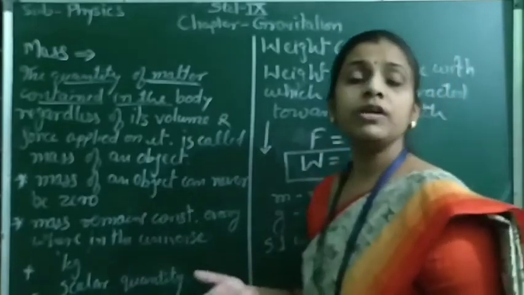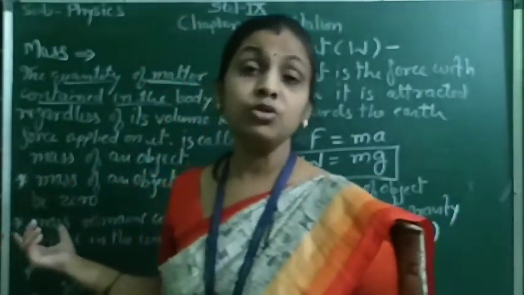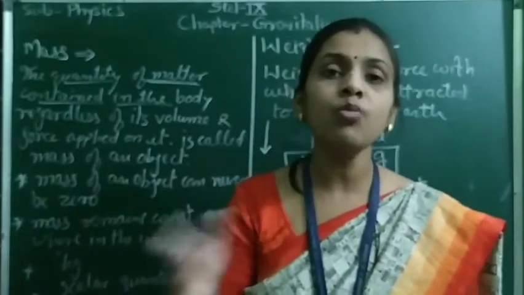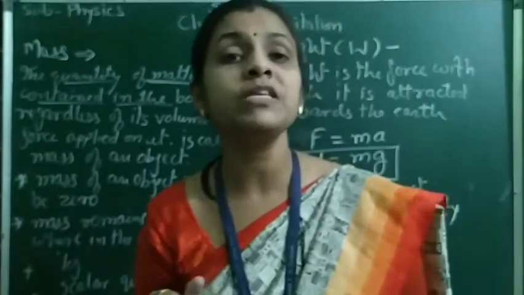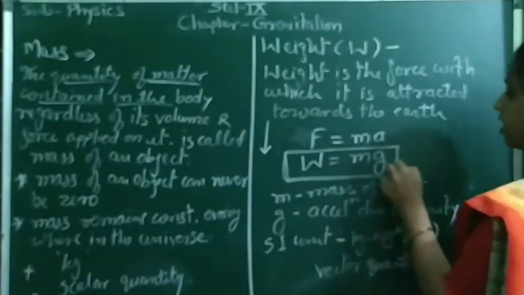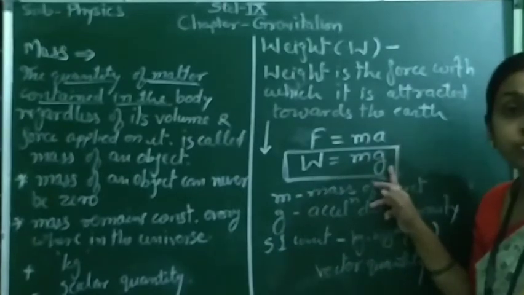Now, is the weight of an object the same at all places, just like mass? No. The weight of an object changes from place to place. Now, why does the weight of an object change from place to place? The answer is given by its formula, m into g. Weight is mass into acceleration due to gravity.